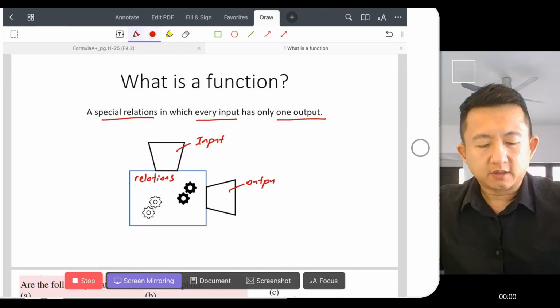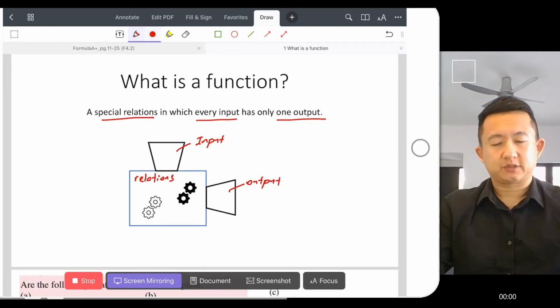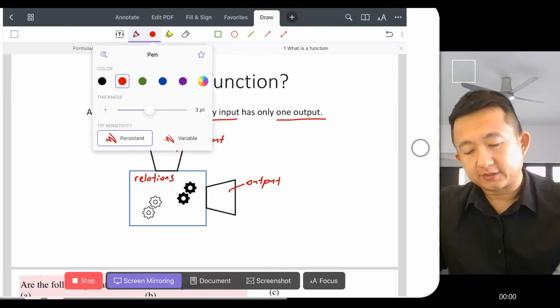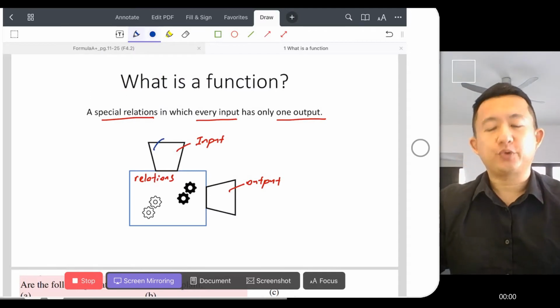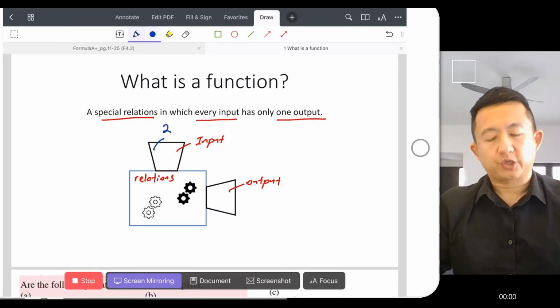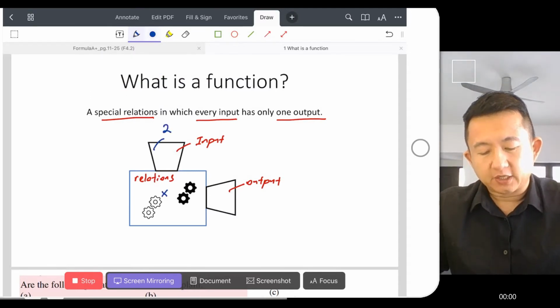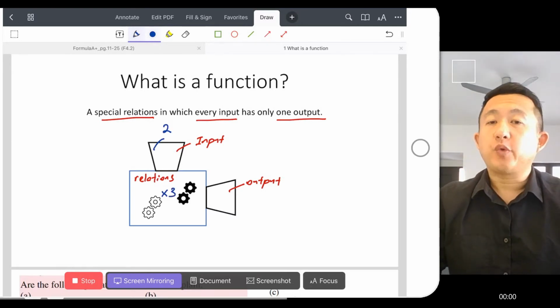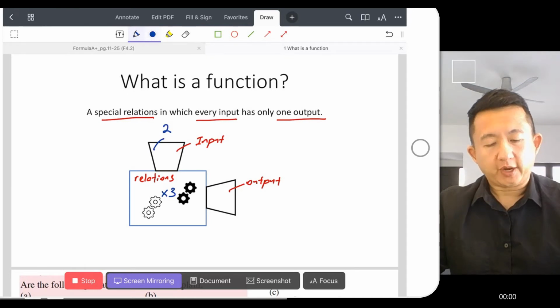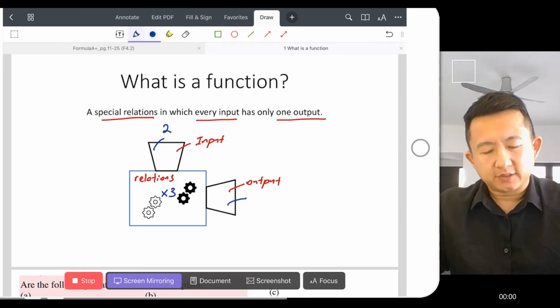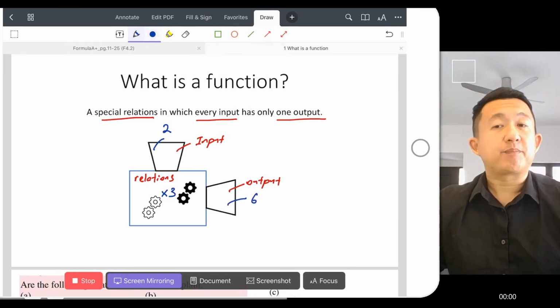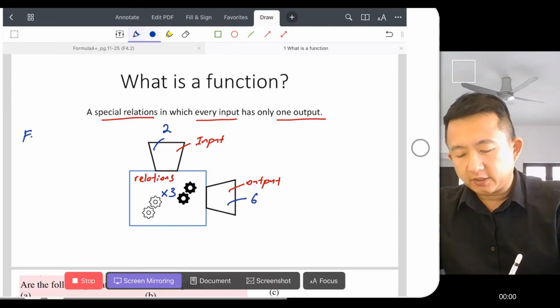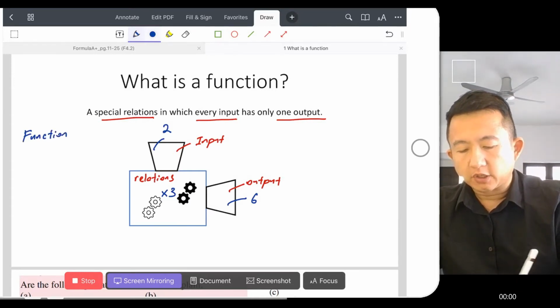and outputs. So for instance, you have the input of 2, you have the relation of multiply by 3, and what do you expect for your output? Right, you have the output as 6. We represent this in function notation.